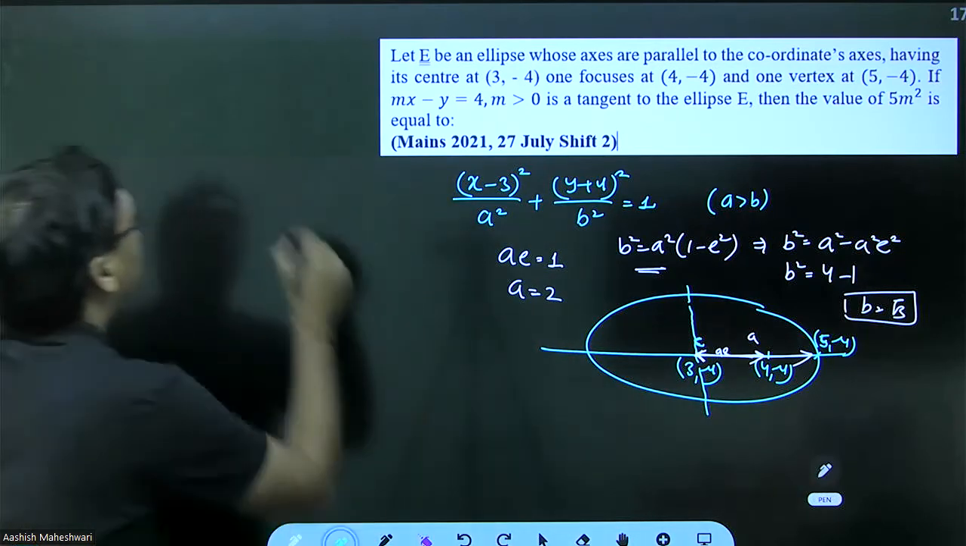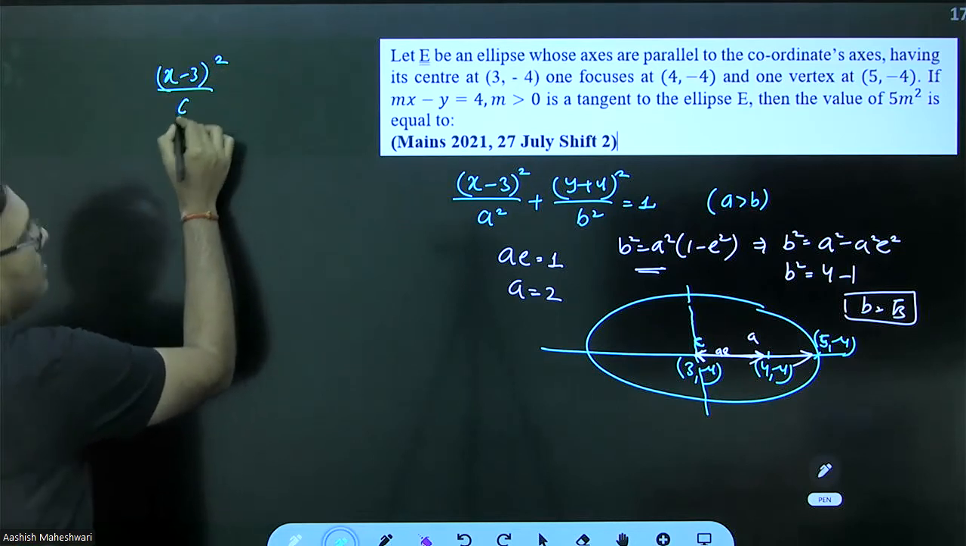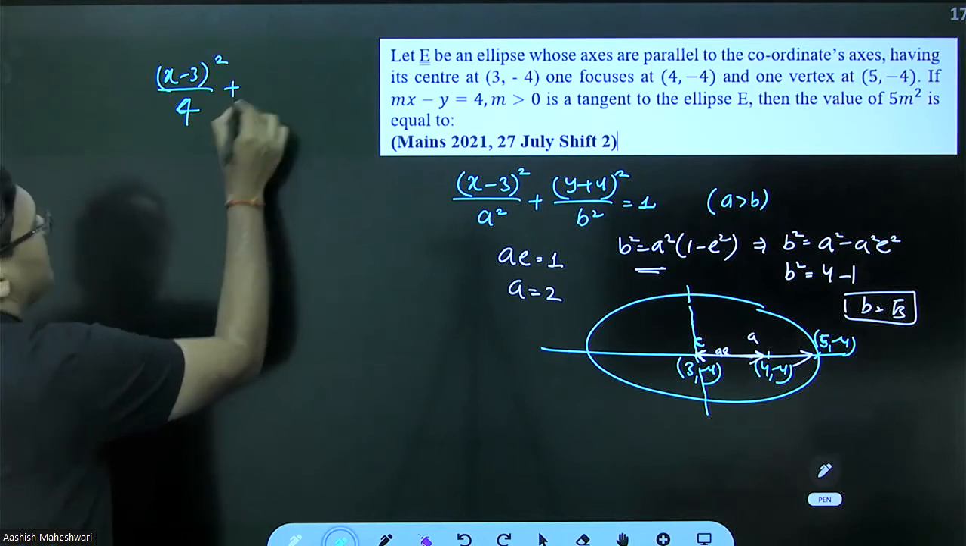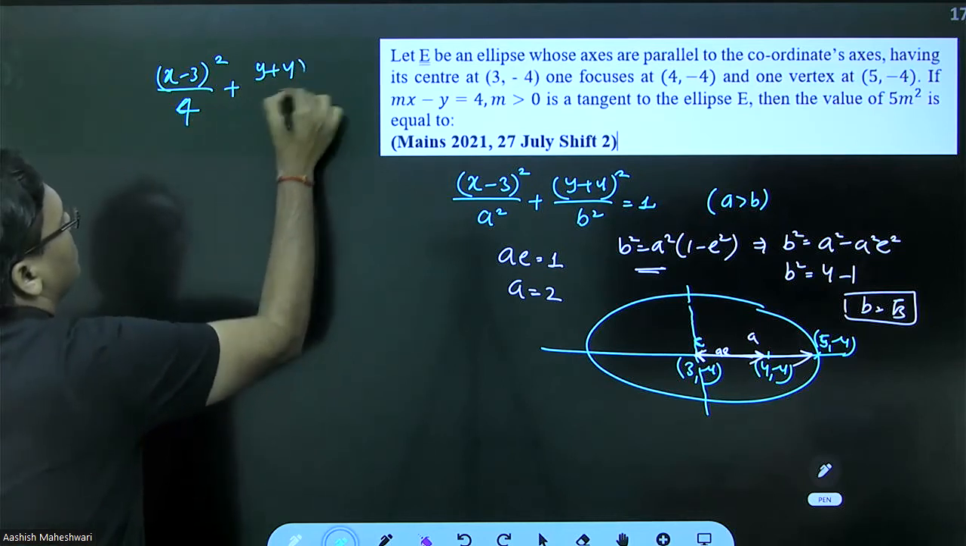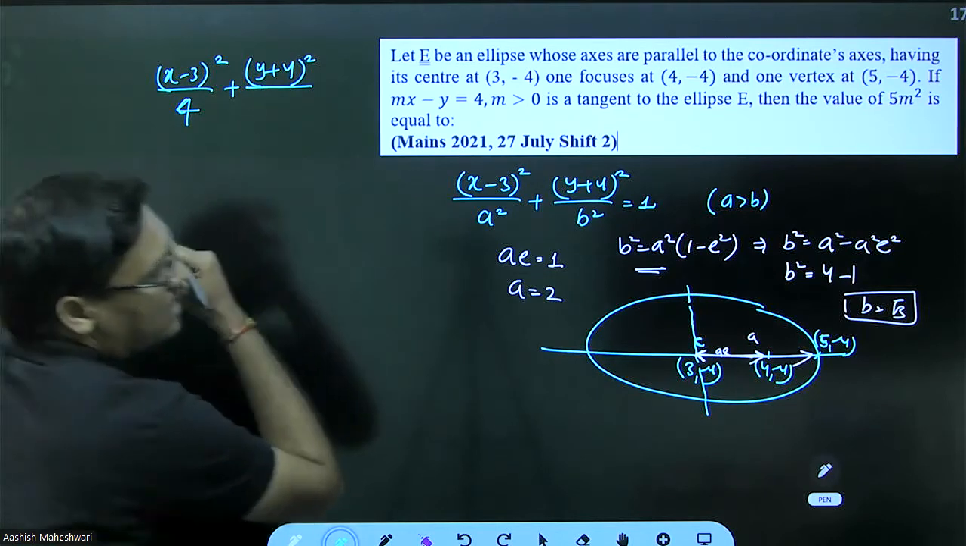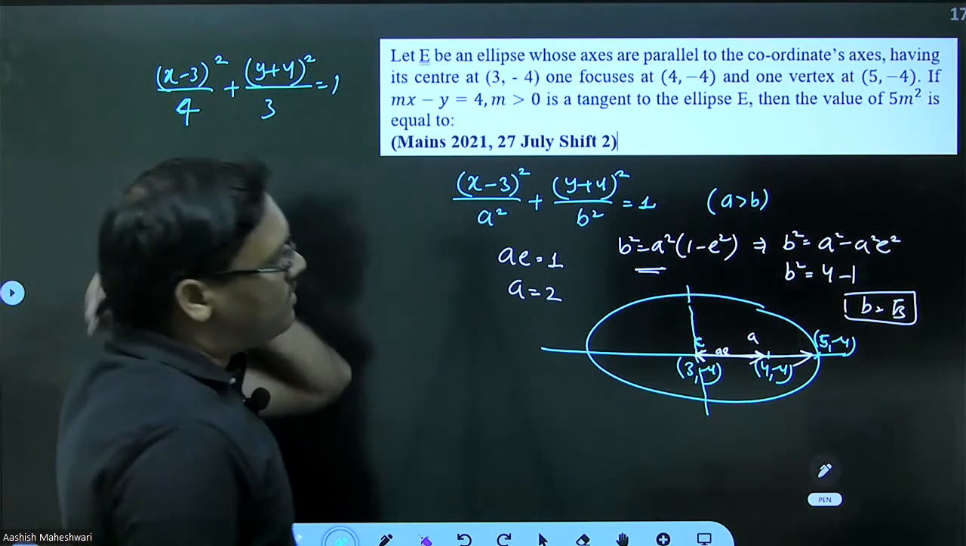So what is the equation of this ellipse? This is x minus 3 square upon A square. What is A square? This is 4 plus y plus 4 square upon B square. What is B square? B square is equal to क्या था? B square is equal to 3. This is the ellipse, right?